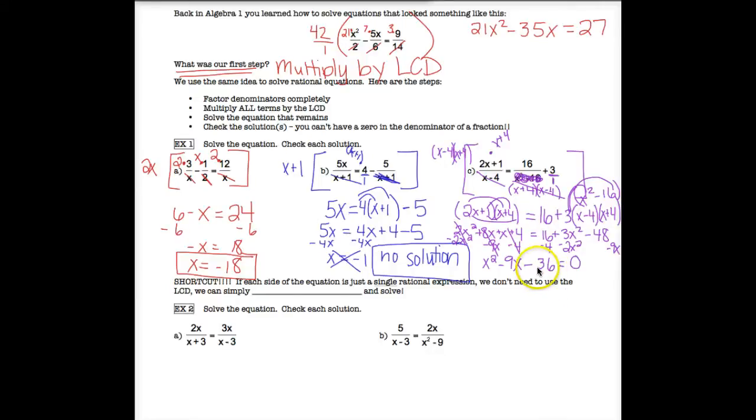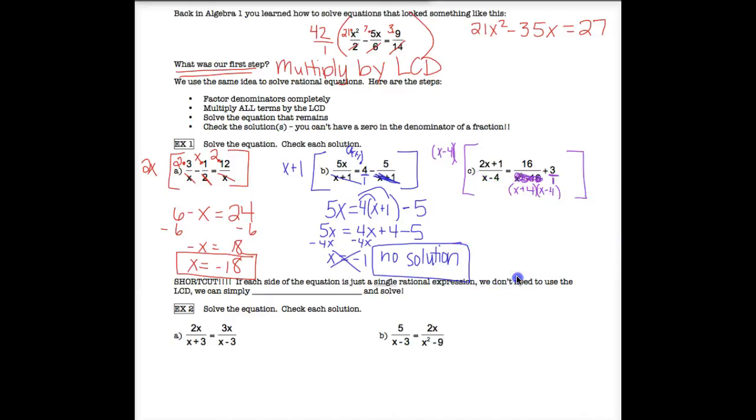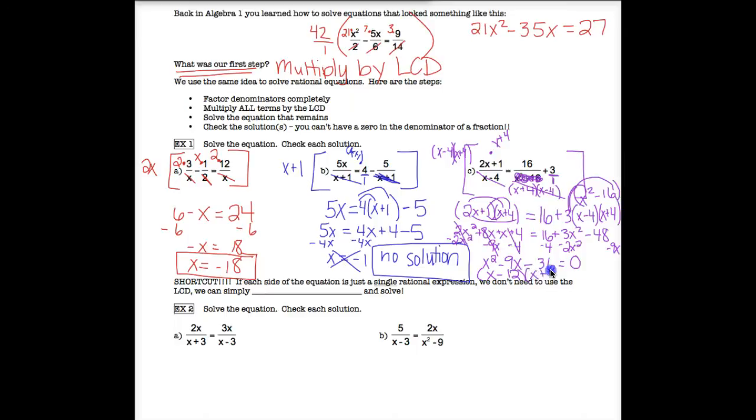Here, what multiplies to negative 36 and adds to negative 9, that does work. I can do x minus 12 and x plus 3. Those multiply to negative 36 and add to negative 9. So equals 0. So if x minus 12 equals 0, that means x is 12. And if x plus 3 equals 0, that means x equals negative 3.